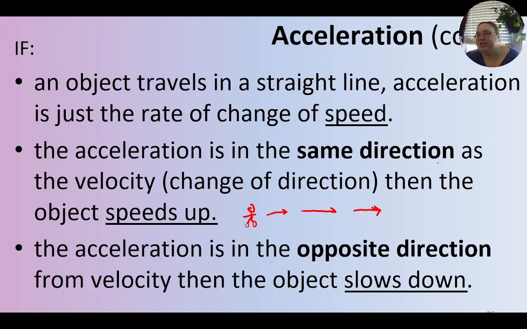If the acceleration is in the opposite direction from the way the object is moving, you're going to have the object slow down. So my person is moving to the right, but their acceleration is to the left. So each time you'll notice that the arrow gets a little bit smaller. That means that my speed is slowing down. We have a negative acceleration.